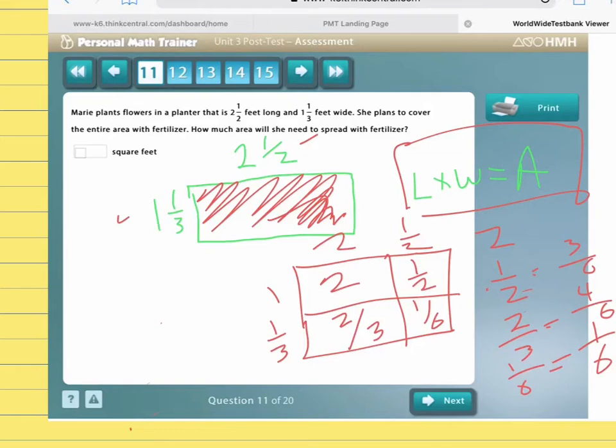So if we add all these up, they're unlike fractions, so I'm going to get a common denominator of 6. It's 3/6 plus 4/6 plus 1/6, which would be a total of 8/6. And so it would be 2 and 8/6, which is the same as 3 and 2/6, which is the same as 3 1/3. So either way we get the right answer. I prefer the improper fraction method, but you can solve it either way.